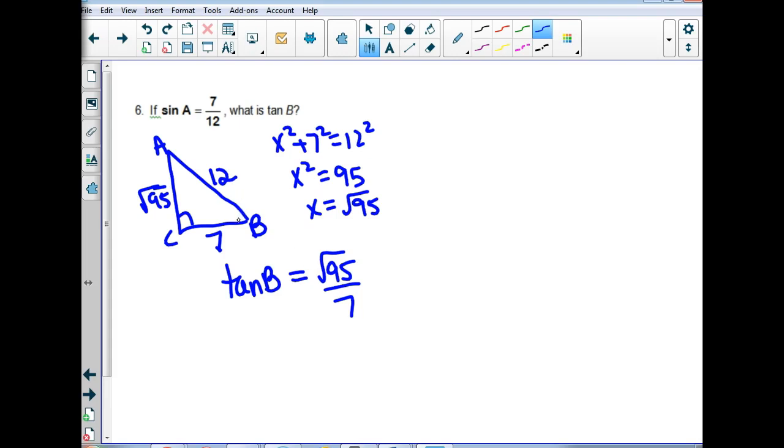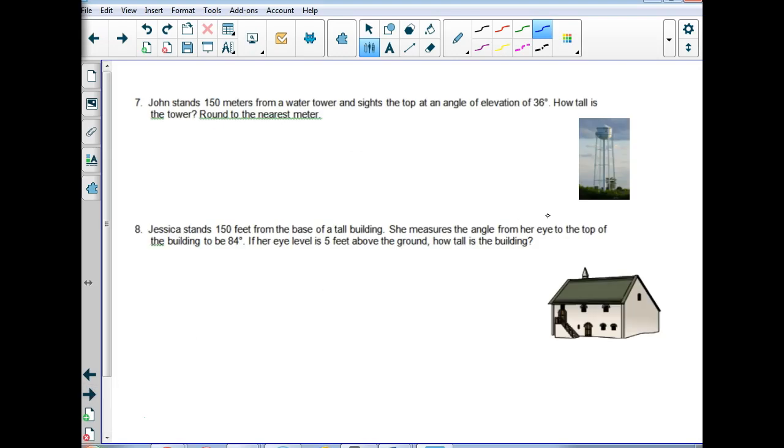That doesn't simplify. All right, on to a couple word problems on the back. These are just pretty much right triangle trig word problems. Then you've got to get used to drawing these. John stands 150 meters from a water tower. All right, I'm going to make a new water tower, even though that's a nice one in that picture. Looks kind of like an alien to me, but anyway.